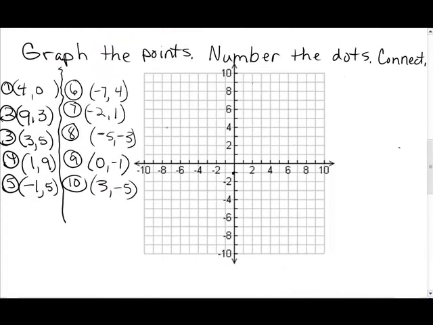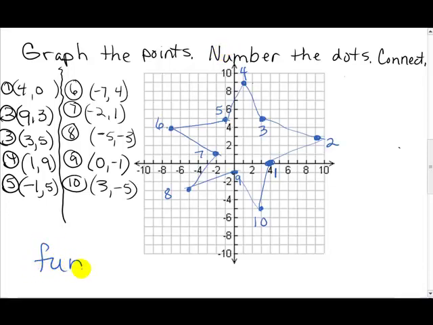I want you to graph these points, number the dots, and then connect them, and then you'll have a shape. So put the dot, so over 4, 0, and then number it so that you can come here and start here and connect the dots, okay? So go ahead and do that little activity while I freeze it.